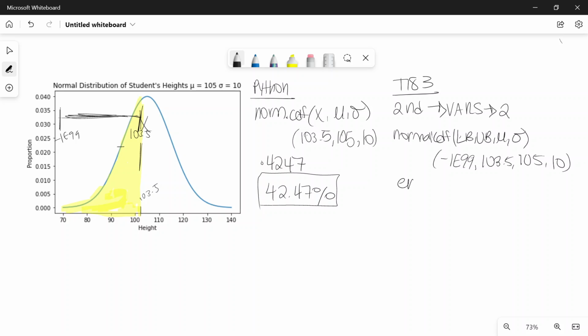And then if you just click enter, let me do it as I do it. Second vars 2, -1, second comma 99, comma 103.5, comma 105, comma 10, end parenthesis, enter, it gives me 0.4404. Interesting.